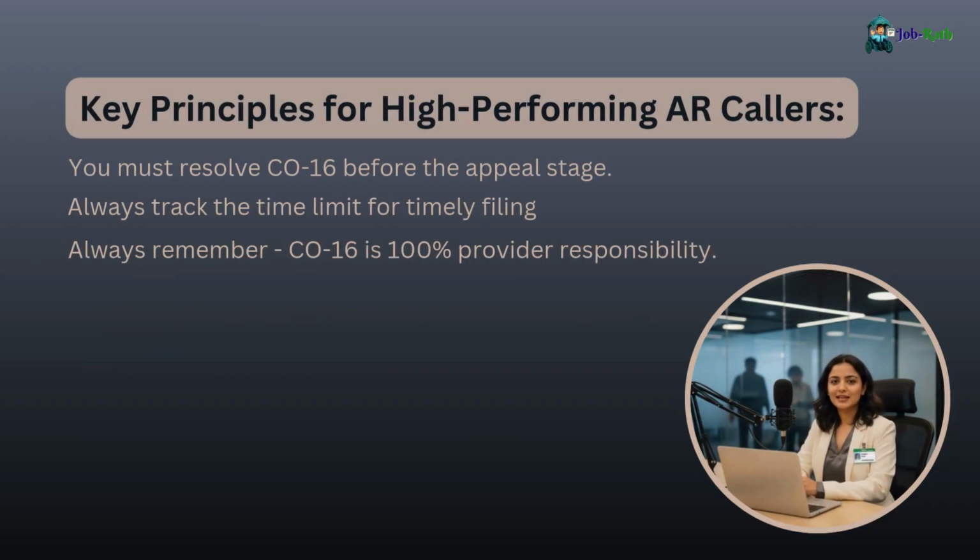Now, let me tell you some essential key points to become an AR expert caller. You must resolve CO-16 before the appeal stage. If you appeal a CO-16 without fixing the error, the payer will reject the claim again, and always track the time limit for timely filing. Because CO-16 silently consumes the timely filing limit, delays can result in the claim being denied for payment.